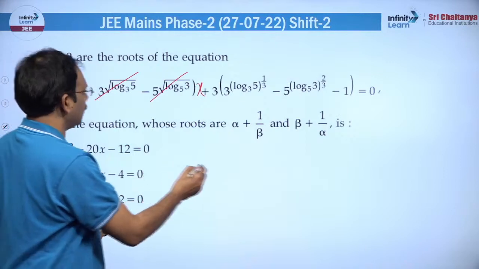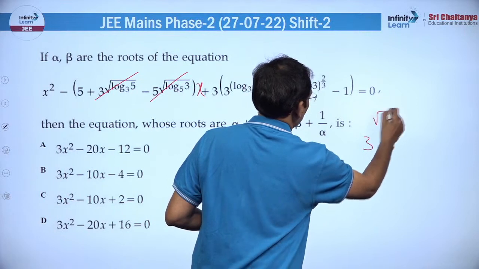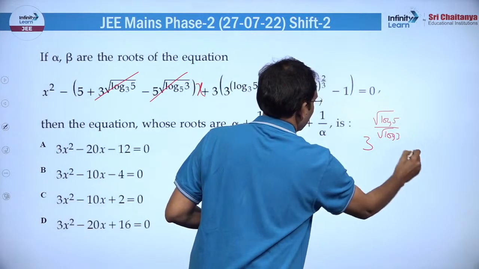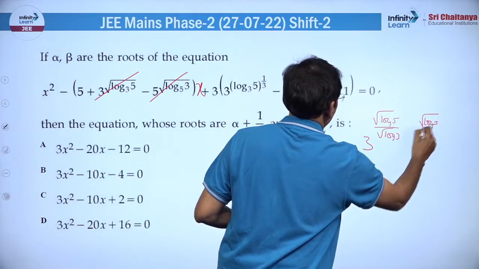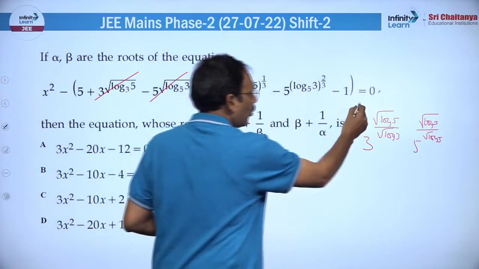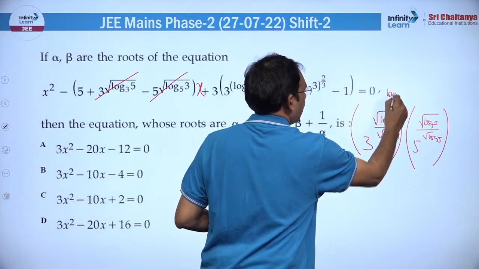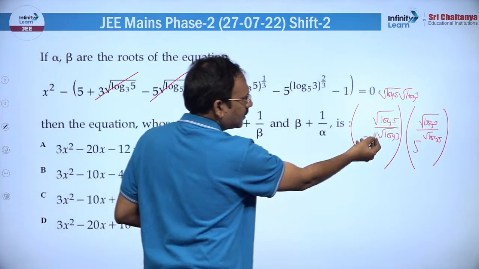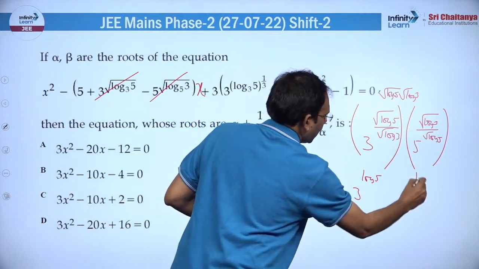If you want me to do it, suppose my dear friends, 3 power root log 5 by root log 3 is one number. Another number is 5 power root log 3 by root log 5. You just raise both the things to the power root log 5 into root log 3. So that you know what happens, this becomes 3 power log 5, this becomes 5 power log 3.